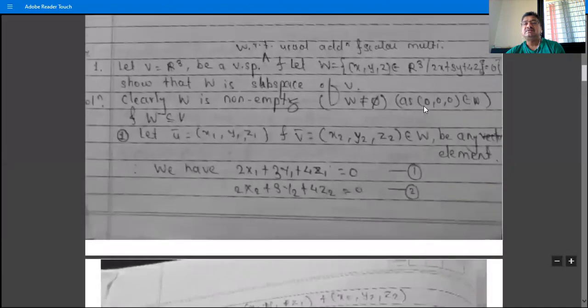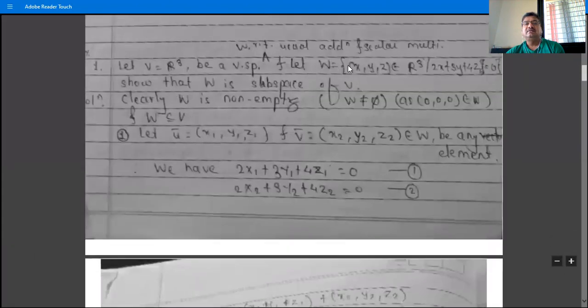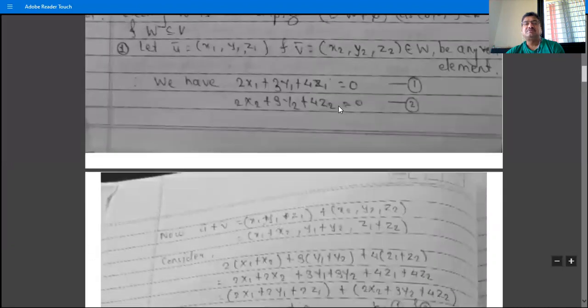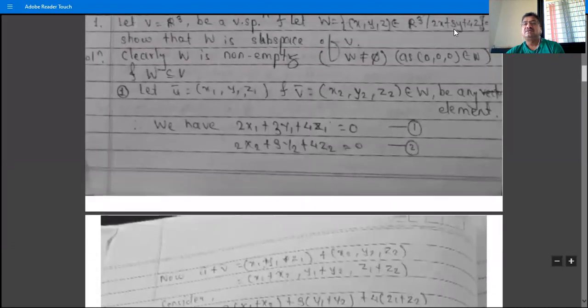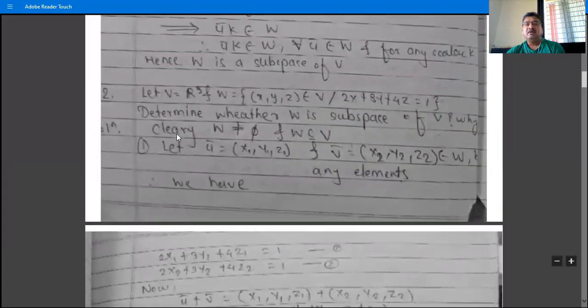If we observe the last example, it was 2x plus 3y plus 4z is equal to 0. And if W is that set, then W is a subspace of R3 or V. In the last example, we have seen that W is a subspace of V under the condition 2x plus 3y plus 4z is equal to 0. But if 2x plus 3y plus 4z is equal to 1, then what happens? The question is determining whether W is a subspace of V. Why? W is not a subspace.